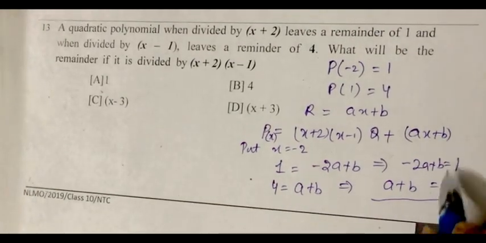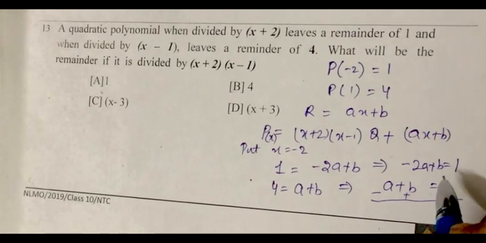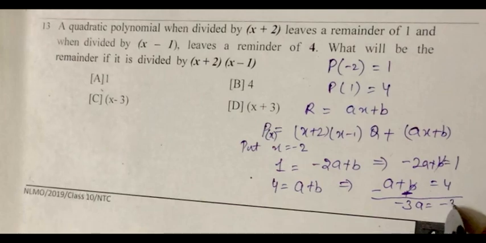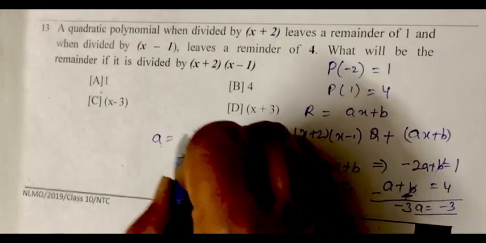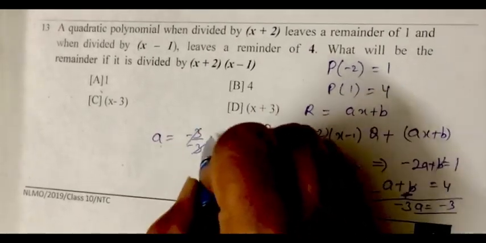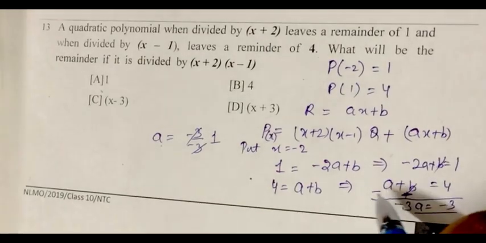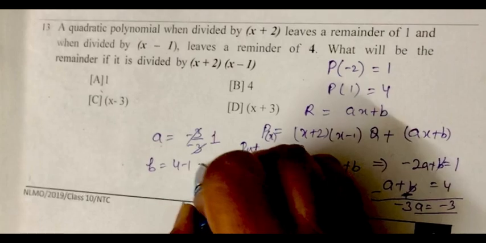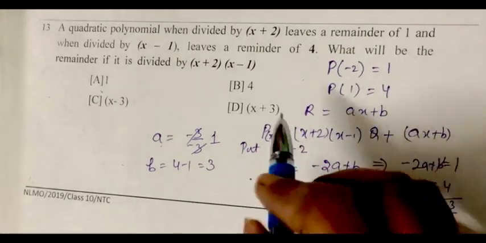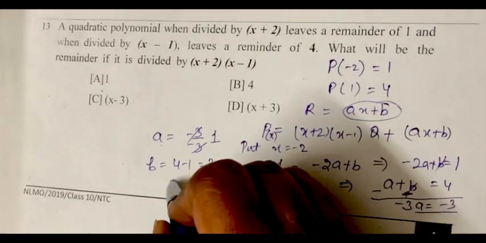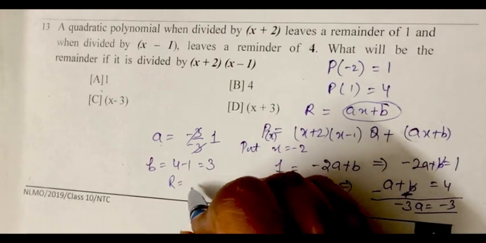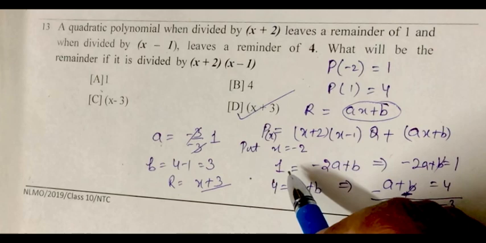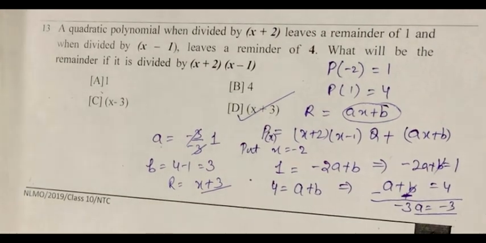So you subtract these two equations, it becomes minus 3a equal to minus 3. So from here we get a equal to minus 3 upon minus 3, that is 1, and a plus b is 4, so b is equal to 4 minus 1, that is 3. So our remainder, ax plus b, becomes x plus 3. So the answer is option D. So this solves question number 13.